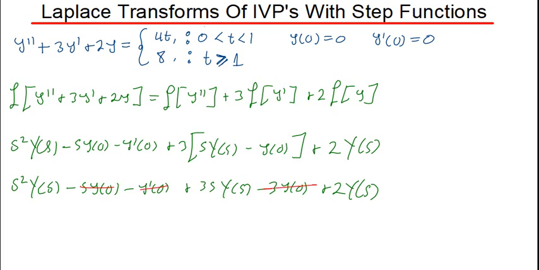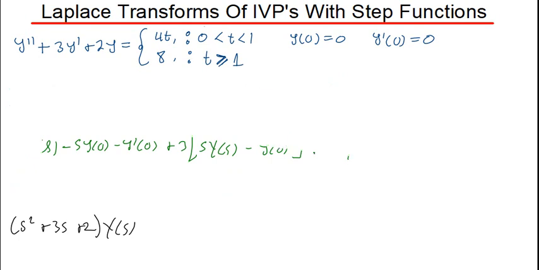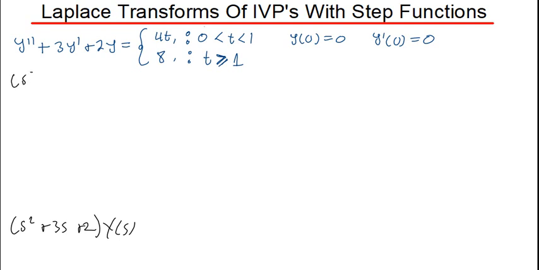It's interesting that this and that are the same, so I can factor it out. Hence I just remain with s squared plus 3s plus 2 multiplied by Y of s. And that is the Laplace transform of my initial value problem, which is simply s squared plus 3s plus 2, then Y of s.